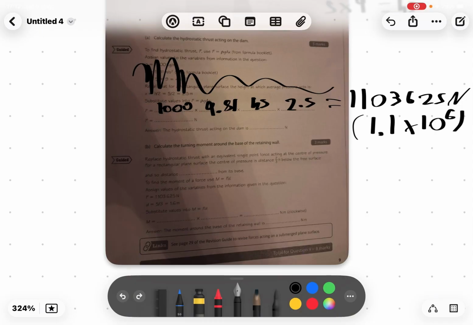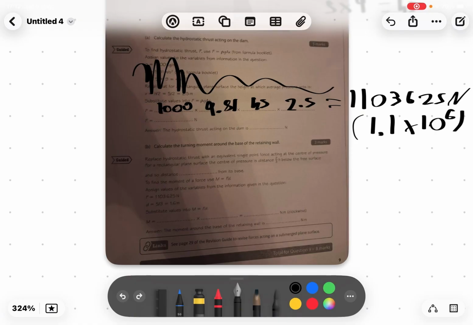Calculate the turning moment around the base of the retaining wall. So in this case, I don't understand it as well, however, please read this and try to understand it yourself. But we have the formula, so let's just do it.